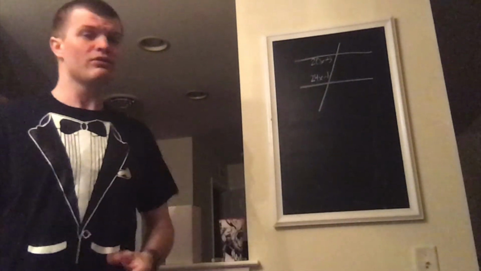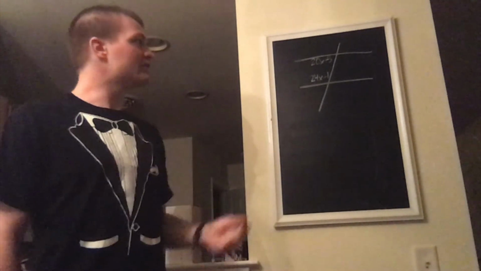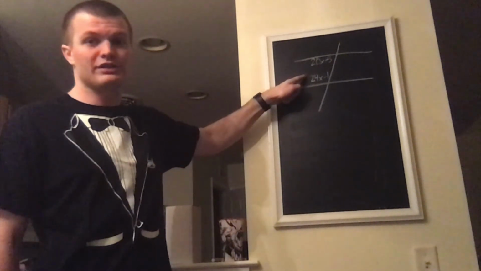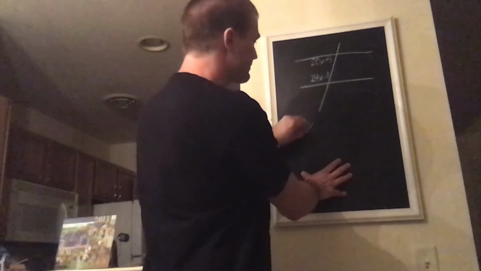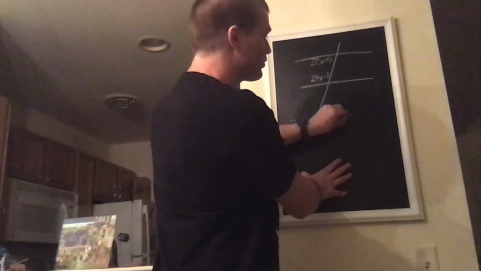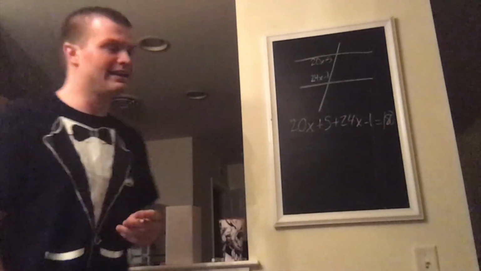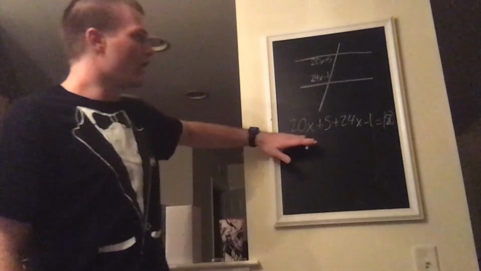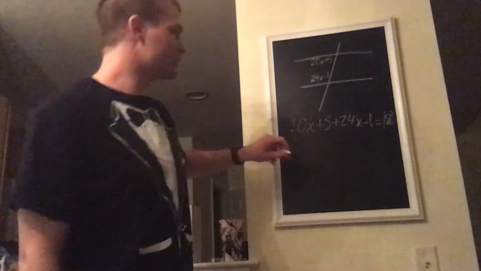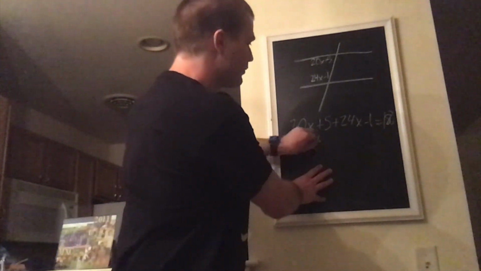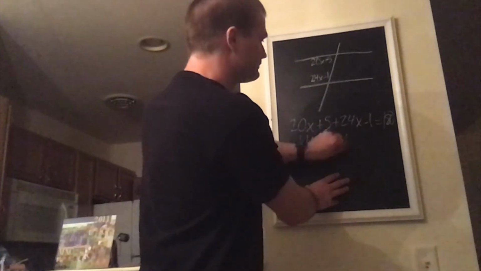Again, previously in the video, we stated that consecutive interior angles are supplementary. Supplementary is when you add these two together, they should equal 180 degrees. So if I take 20x plus 5, add that to 24x minus 1, that should equal 180. Now, on the left side of my equation, I can combine my like terms. I have 20x plus 24x, which would leave me with 44x. And then I have 5 minus 1, or plus 4.